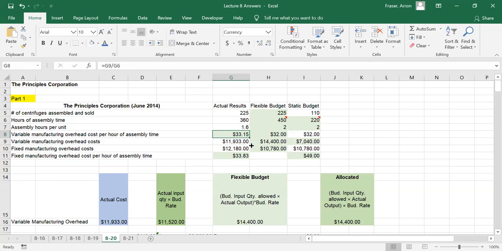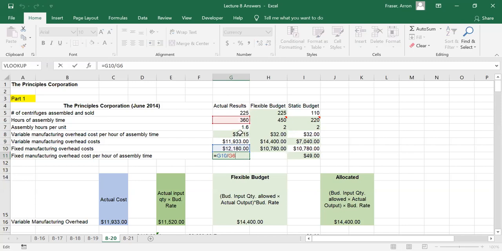$33.15. We're also given the fixed manufacturing overhead costs, and to get the fixed manufacturing overhead cost per hour of assembly time, we take that cost and divide it by the number of hours that we would have taken. So it's 12,180 divided by 360 hours. Any questions?